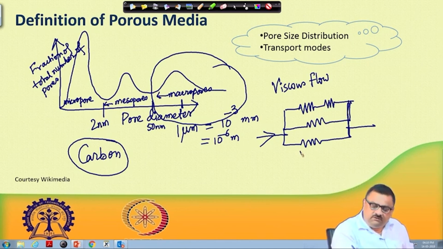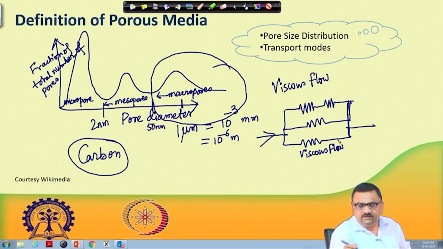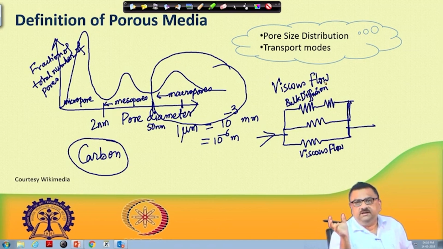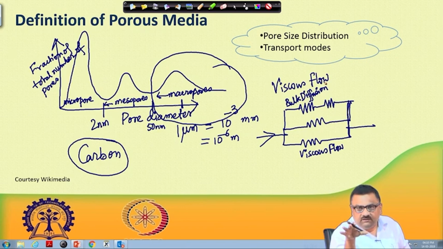So, let us say the bottom one we can write this is for the viscous flow. Okay. So, here you have macropores and viscous flow is taking place. Here the top one I can write this as bulk diffusion. What is bulk diffusion? Bulk diffusion is that if you put some ink in a beaker full of water, you will find that the ink percolates, ink quickly travels and fills the beaker completely. So, you put a drop of ink in a beaker full of water and the ink travels. It is because the process is known as diffusion.